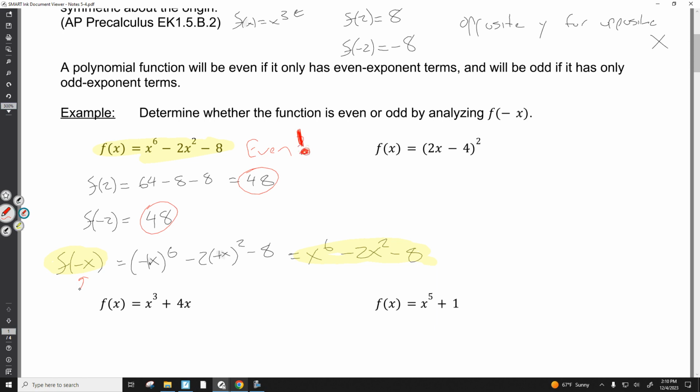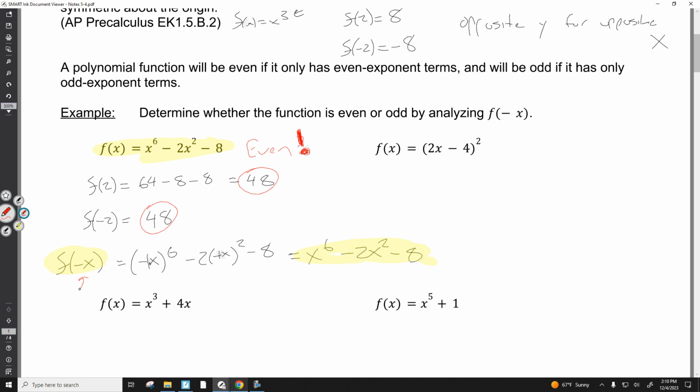This is checking for all opposite x's compared to the original x's. So this first part is just kind of like a test point, and then this is ensuring that it's true for all x's. And that's why I say it's even.